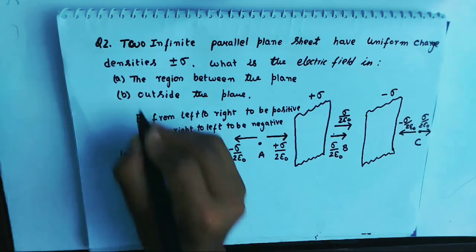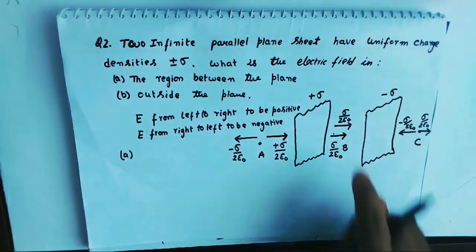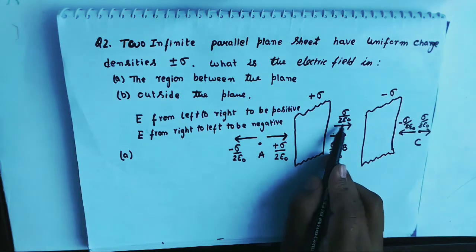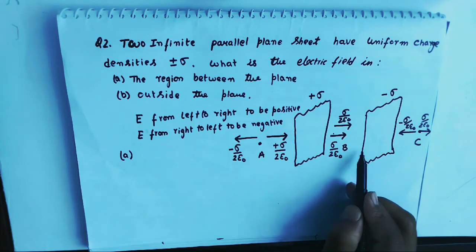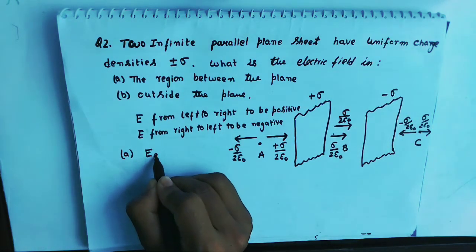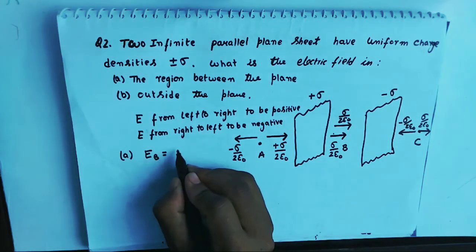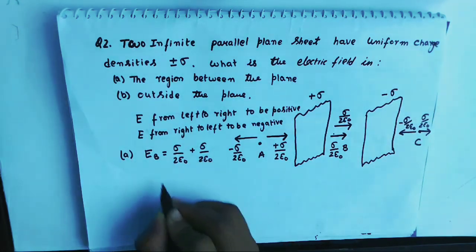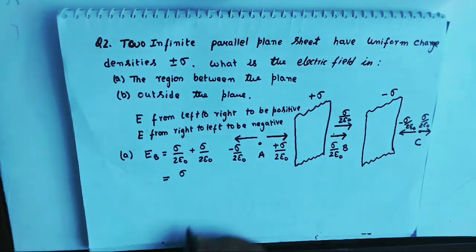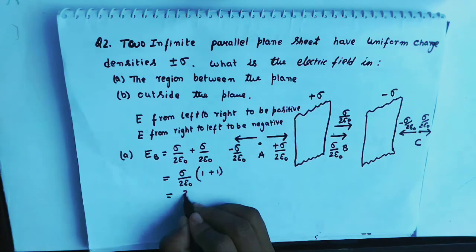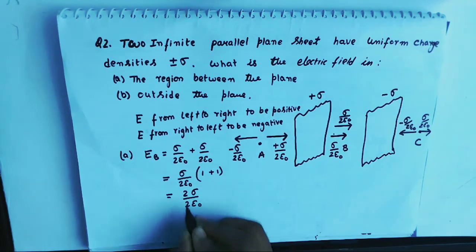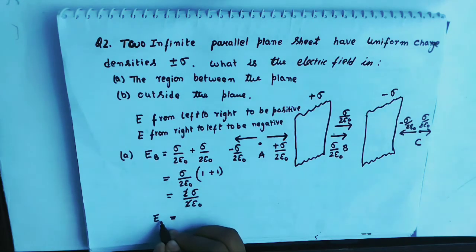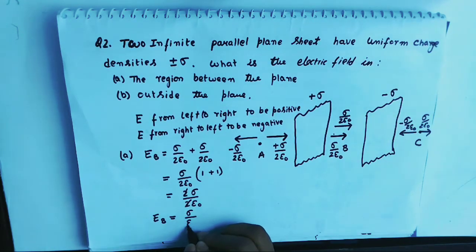So part (a): what is the field in the region between the planes? This sigma by 2 epsilon naught and sigma by 2 epsilon naught are in the same direction. So the net field at this point B, we have to add this and this. It becomes sigma by 2 epsilon naught plus sigma by 2 epsilon naught. Here we can take common sigma by 2 epsilon naught, so 1 plus 1 is 2 sigma by 2 epsilon naught. So the 2 will get cancelled. So the electric field in between the plates is sigma by epsilon naught.